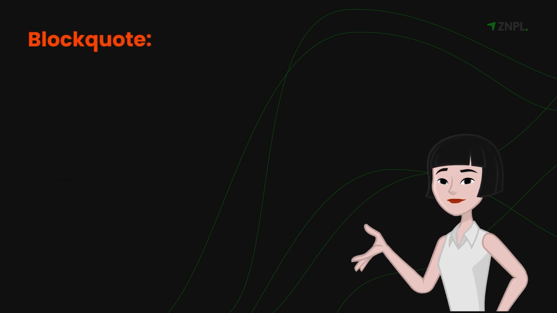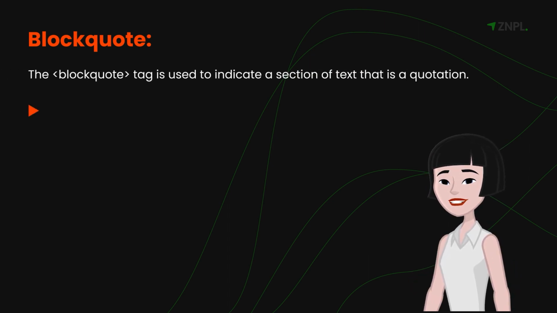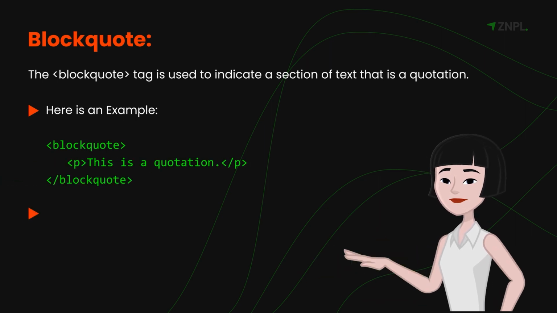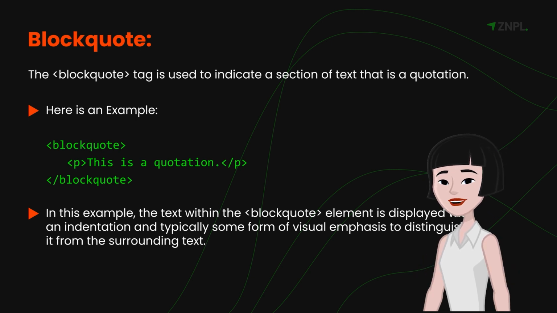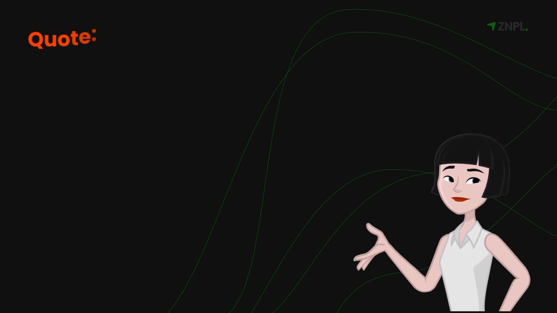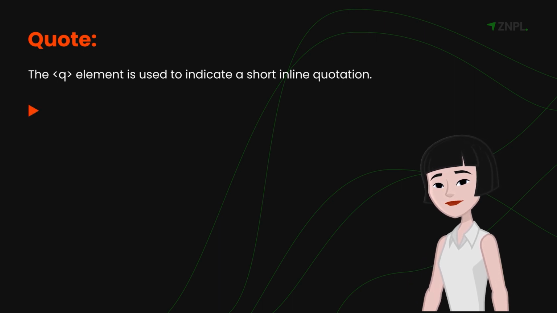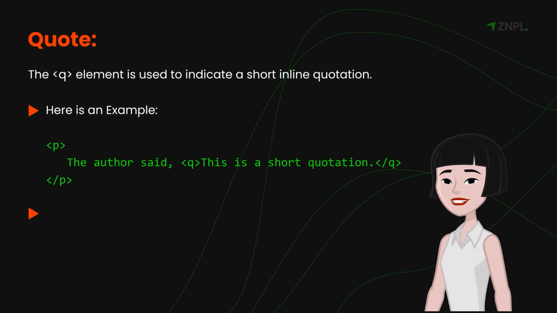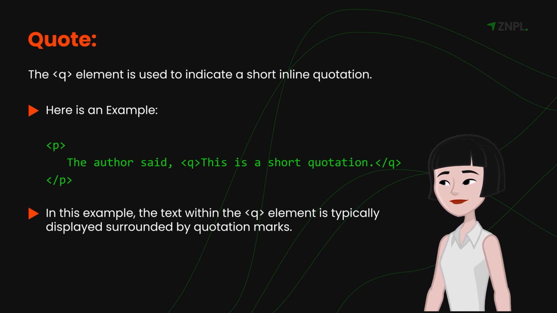Blockquote. The blockquote tag is used to indicate a section of text that is a quotation. Here is an example. In this example, the text within the blockquote element is displayed with an indentation and typically some form of visual to distinguish it from the surrounding text. Quote. The q element is used to indicate a short inline quotation. Here is an example. In this example, the text within the q element is typically displayed surrounded by quotation marks.